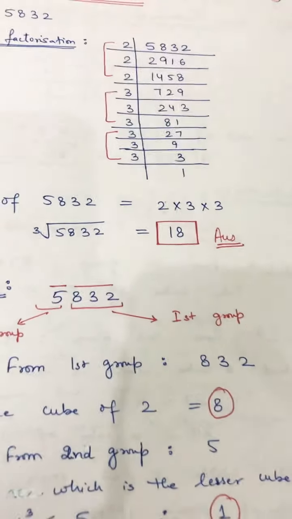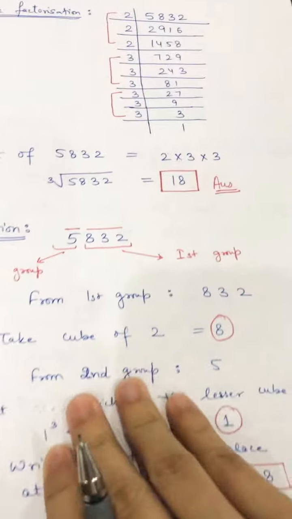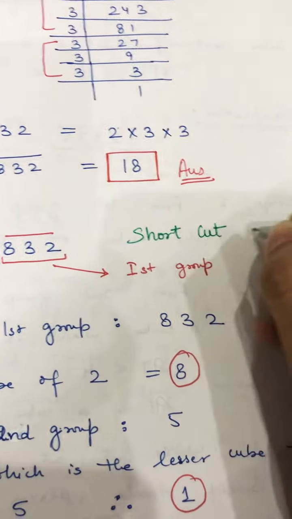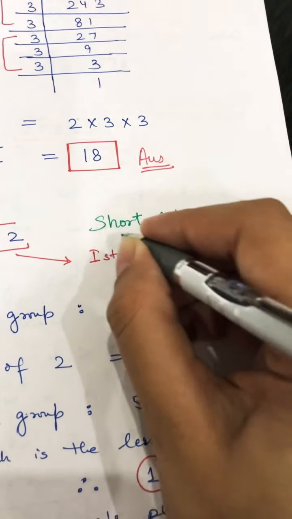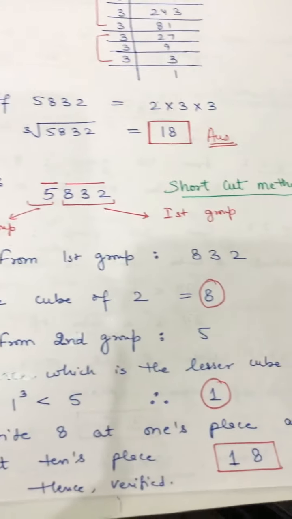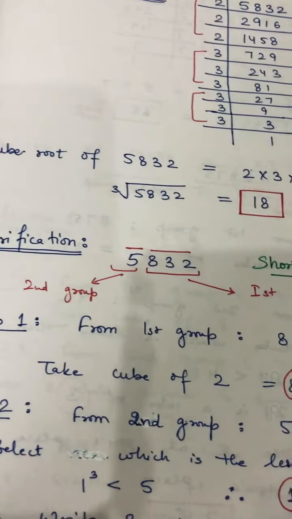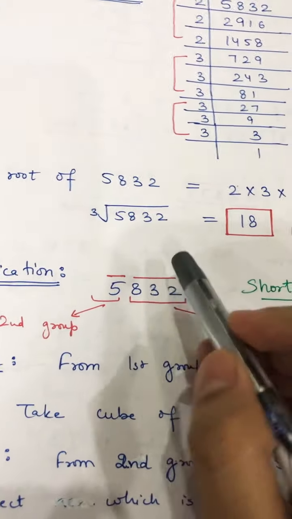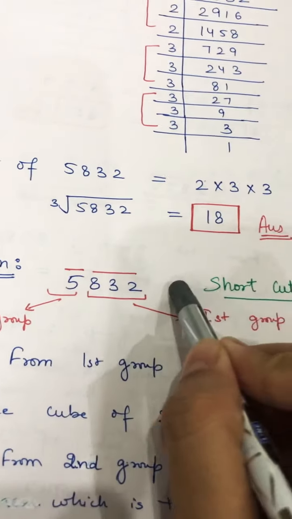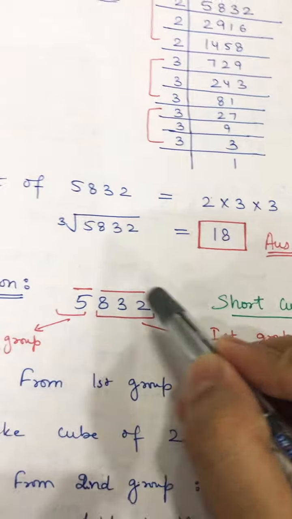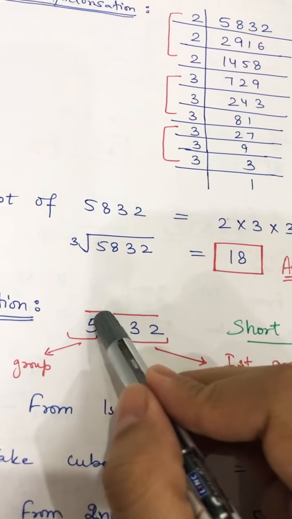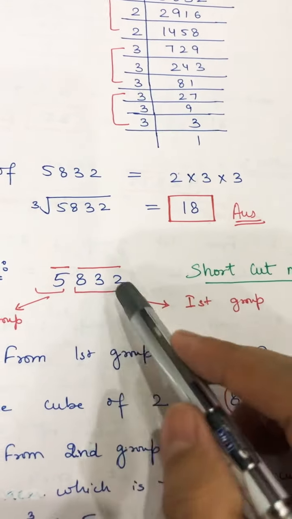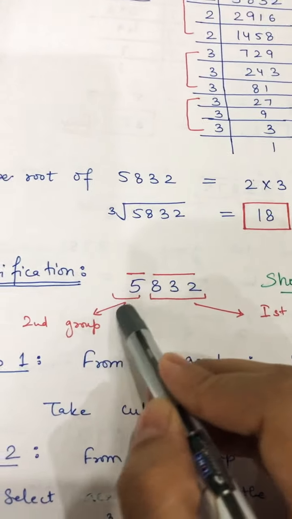So verification with the shortcut method. The method that I'm going to tell you is a shortcut method. So what you have to do is write down the question. The question is 5832. Put a bar. You have to make a bar on 3 digits from the last digit. Start from the last digit and put a bar on 3 digits. Whatever digits are left, put a bar over there. So this first bar is your first group, and the second bar is your second group.